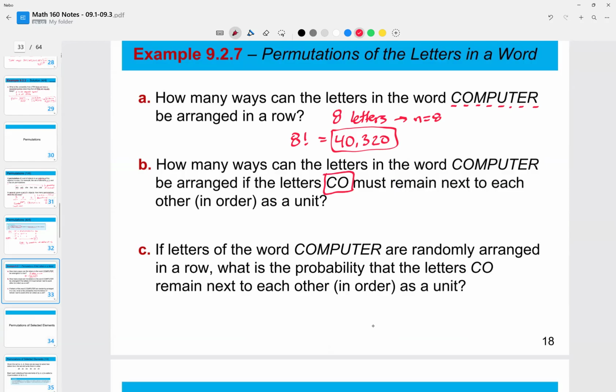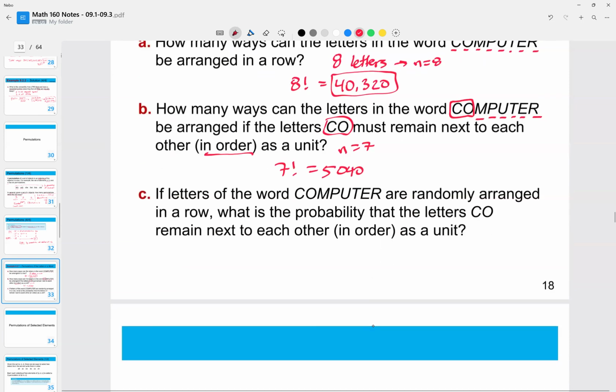Part B asks how many ways can we arrange it if we have to chunk the CO together, in order, as a unit. Well, you might think it's kind of hard, but just remember that this means you can think of CO as a letter. So now CO itself is a letter. How many letters do I have? Well, I have one, but then I have two, three, four, five, six, seven. So I have seven now. So n now is seven, and so it would just be 7 factorial, which would be 5040, like that. So it's like we chunked this together, and so now we removed one of the letters because we combined C and O.